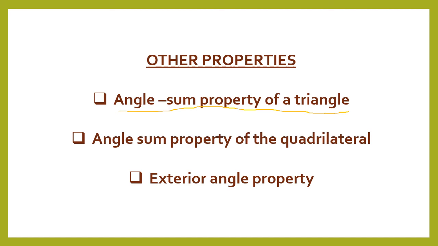Then the exterior angle property. Exterior angle property means, if any one side of a triangle is produced, the angle so formed is called the exterior angle. The exterior angle is always equal to the sum of the interior opposite angles. So this is the exterior angle property that we discussed in this exercise.